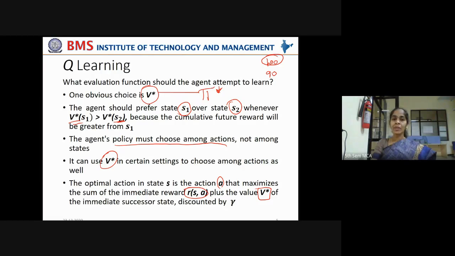What do we mean by this? Whenever you want to find the optimal action so that it moves from state S by taking an action A, that should maximize the sum of immediate rewards, cumulative rewards, plus the value V star of the immediate successor state. In that immediate successor state, there might already have been some accumulated rewards, which are saved for that particular state in order to reach its final state.